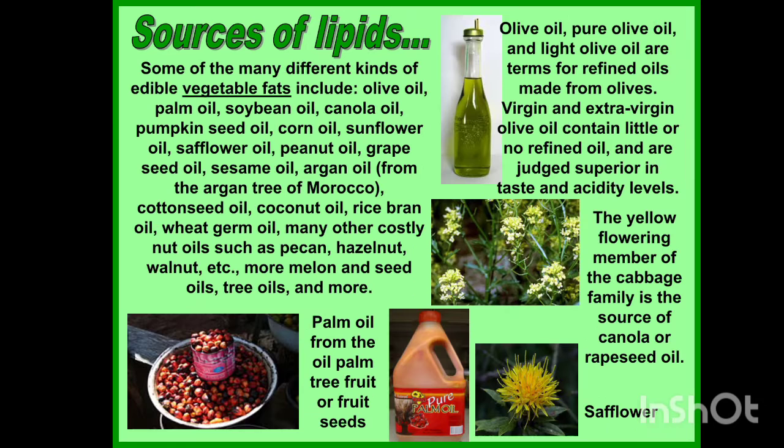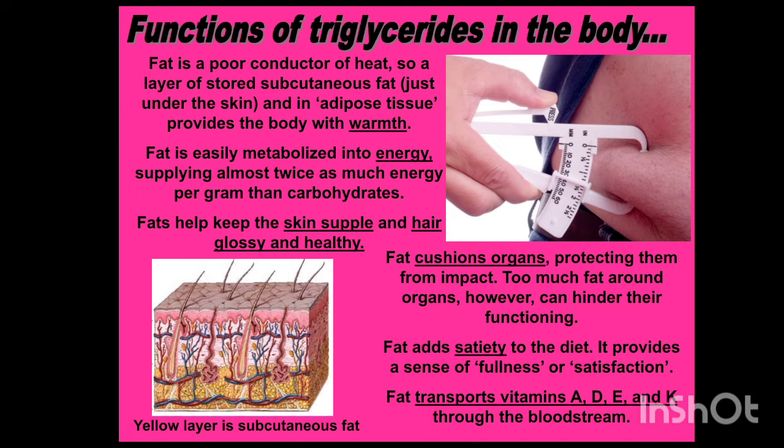Now, coming to the next point, some of the many different kinds of edible vegetable fat include olive oil, palm oil, soybean oil, canola oil, pumpkin seed oil, corn oil, sunflower oil, etc. Okay. Now, function of triglycerides in the body. What is the function of triglycerides? It means fat in the body.